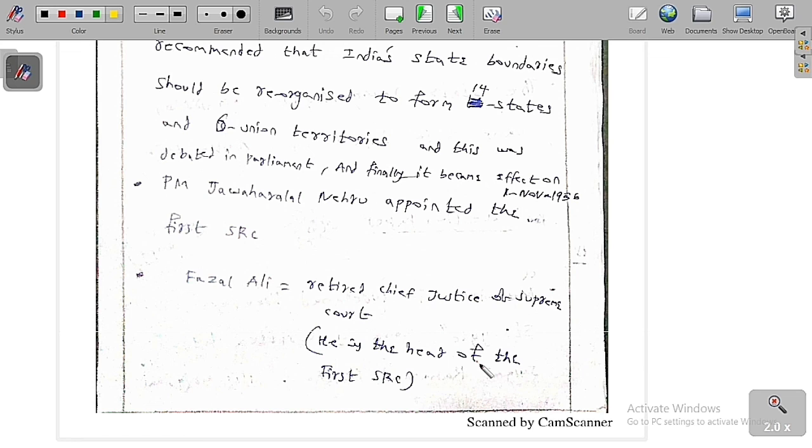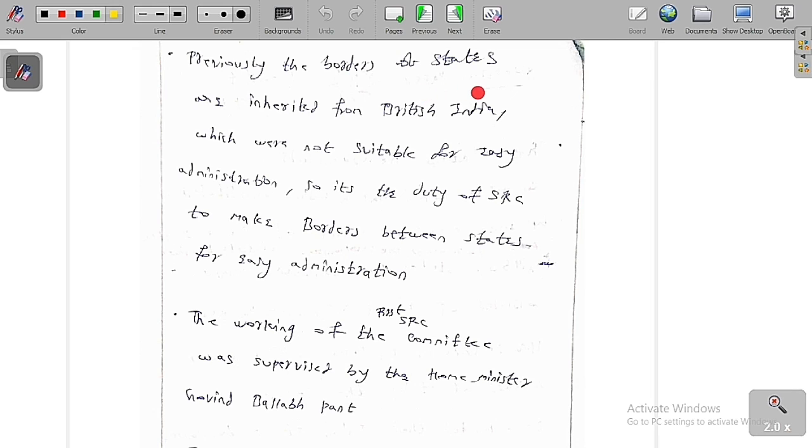So PM Jawaharlal Nehru appointed the first SRC, and Fazal Ali, the retired Chief Justice of the Supreme Court, was the head of the first SRC Commission. The borders of the states were inherited from British India, which were not suitable for easy administration. So it is the duty of the SRC to make the borders of each and every state suitable for easy administration.